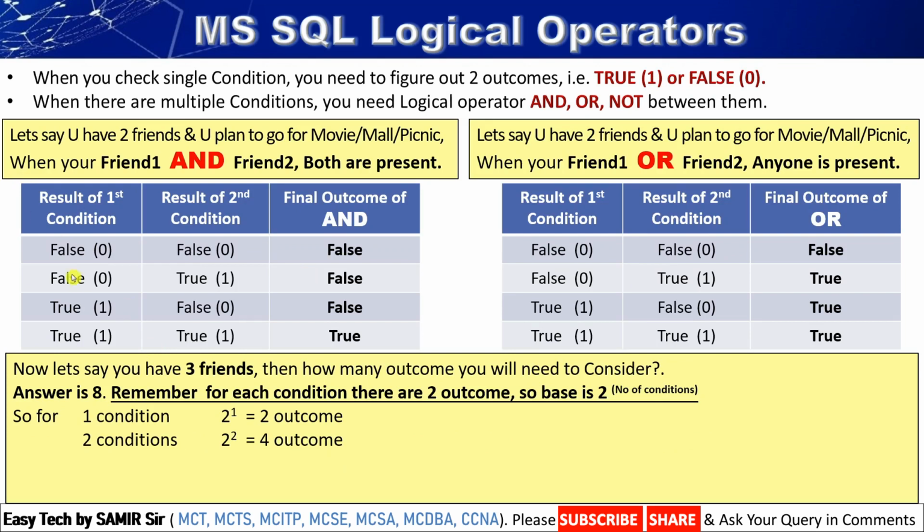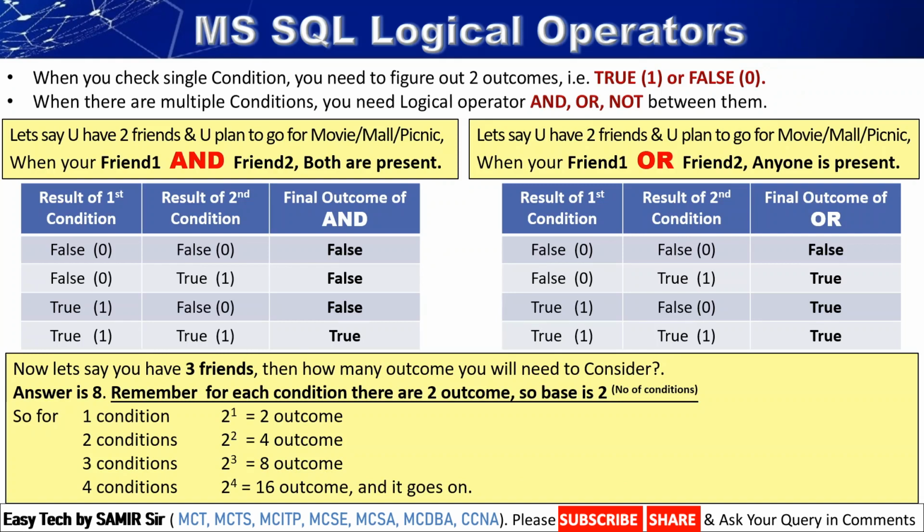When you have got 2 conditions, here we have said 2 conditions, there are 4 outcomes, 2 raised to power 2, that are 4 outcomes, 0 0, 0 1, 1 0, 1 1. So there are 4 outcomes. When you have got 3 conditions, that is 2 raised to power 3, that is 2 multiplied by 2 multiplied by 2, 2 multiplied by 2 4, 4 multiplied by 2 is 8. So then in that case you will have to think about 8 outcome. When you check 4 conditions, that is 2 raised to 4, then you have to think about 16 outcome.